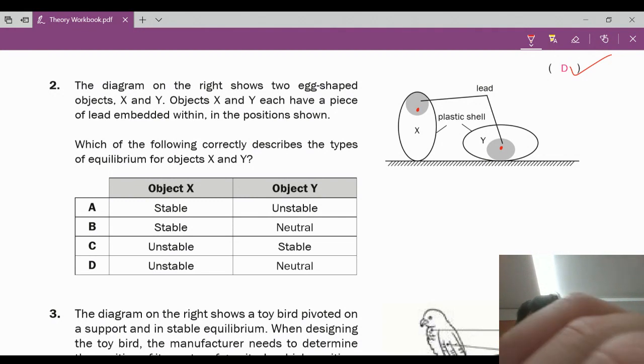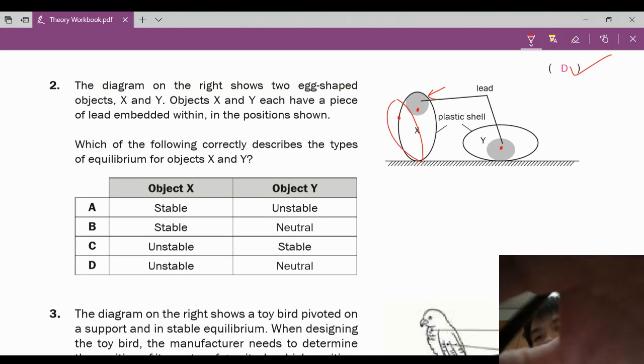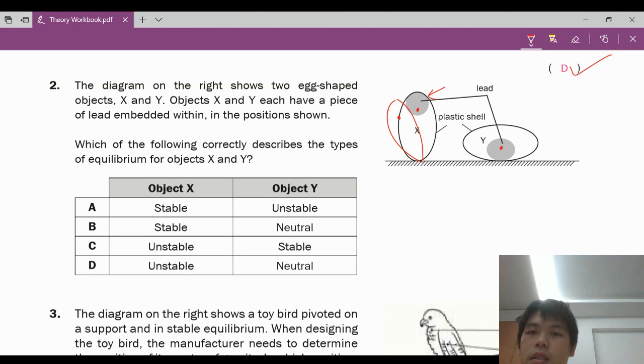So if I were to give this a push, I push it this way, what will happen to it? It most likely will be here. The center of gravity should be lower. So this is the original height. Now the center of gravity is here. So what will happen? The center of gravity becomes lower. When the center of gravity becomes lower, it is unstable.